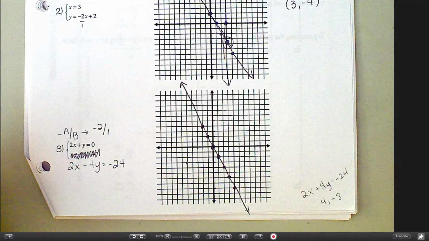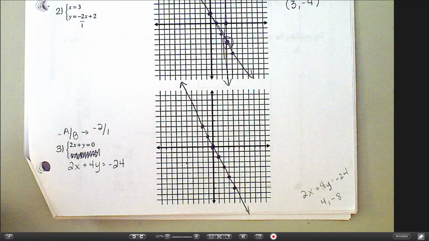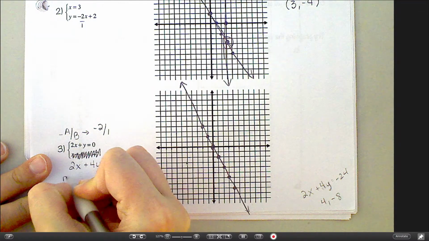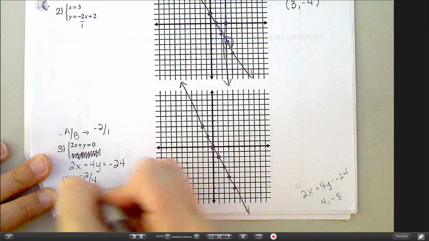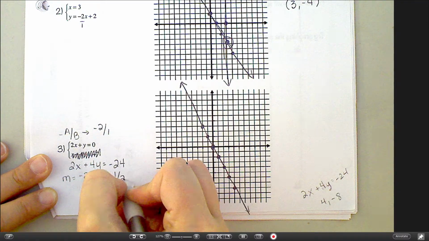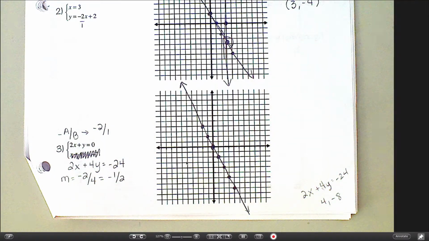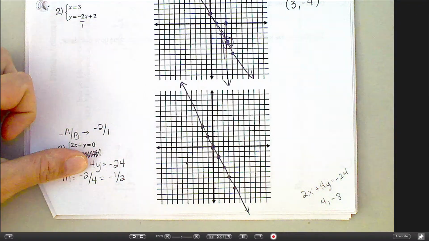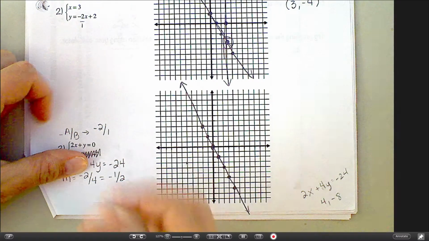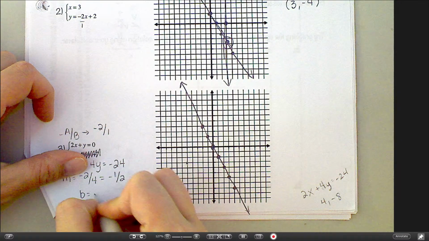A couple different ways you could do this one. Colvin, go ahead. You do 2 over 4. It's negative, so your slope is negative a over b, so negative 2 over 4, which is the same as negative 1/2. And then the y-intercept is negative 24? Nope, it's 6. If I wanted the y-intercept, I would plug a 0 in for x, and I would end up with 4y equals negative 24. And then divide by the 4, so my y-intercept is negative 6.